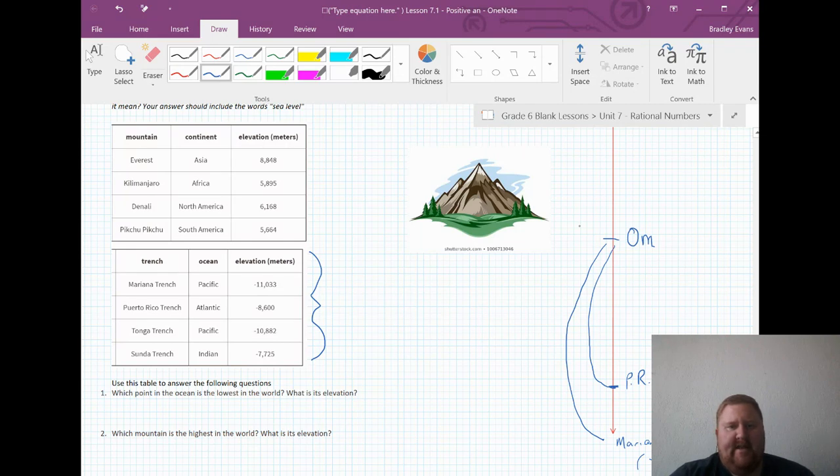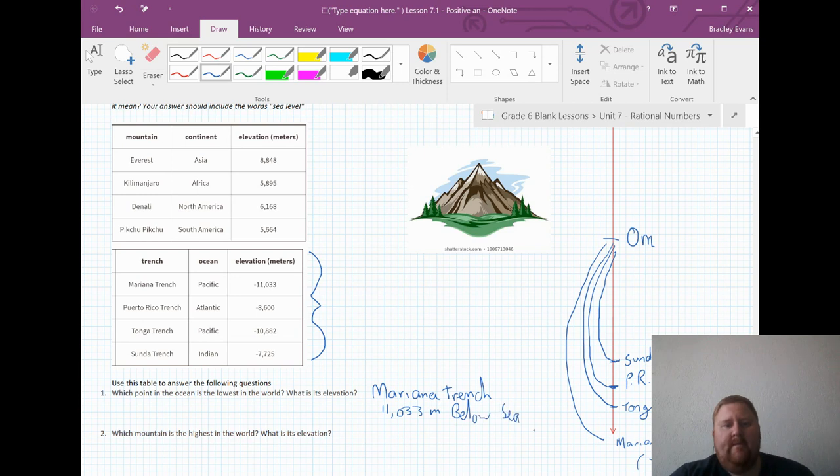Tonga Trench is at negative 10,000 meters away. So starting at 0, we're going to come down 10,000 meters. And that's going to be here, Tonga. And the Sunda Trench in India is at 7,000 meters. So it's going to be not as deep as our Puerto Rico one here. And it's going to be Sunda. So which point of the ocean is the lowest in the world? Well, it's the Mariana Trench. And it is at 11,033 meters below sea level.